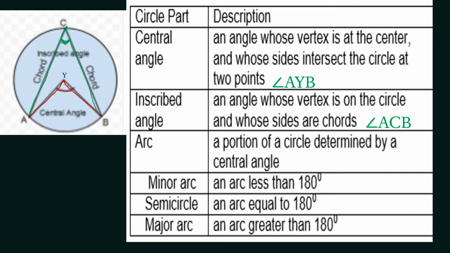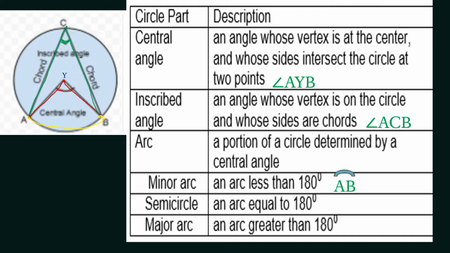Next, arc. When you say arc, it is a portion of a circle determined by a central angle. Meron pong tatlong klase yan, yung minor arc, semicircle, and major arc. Pag sinabing minor arc, the measurement is less than 180 degrees. So, alin po yan dyan? That is arc AB. So, mula kay A, papunta kay B.